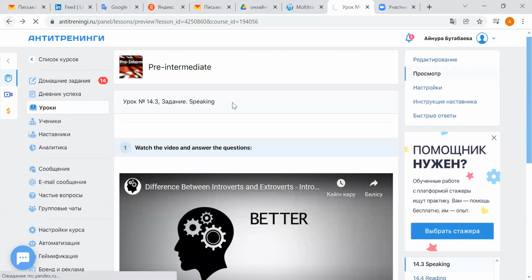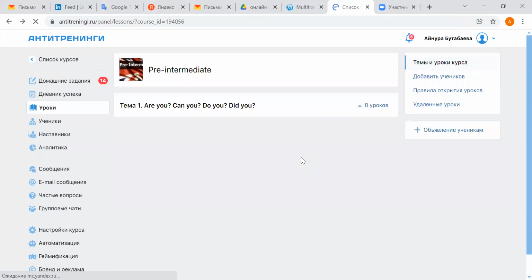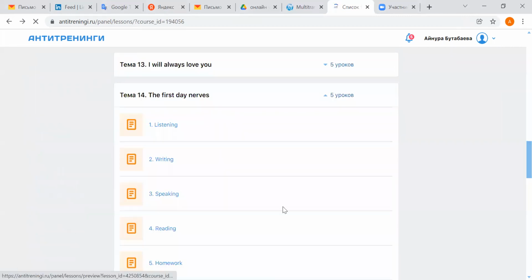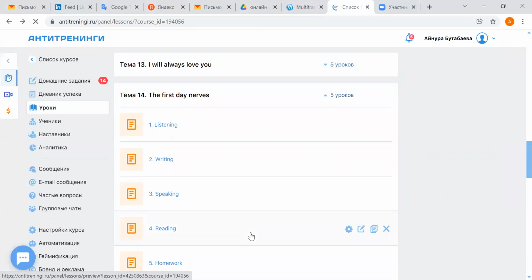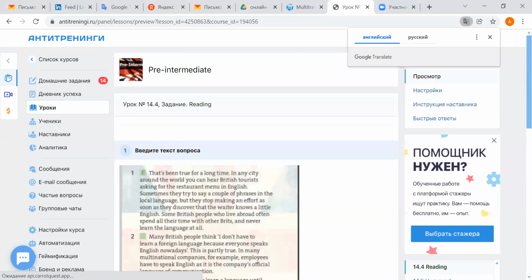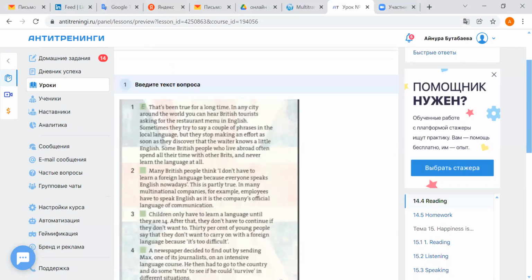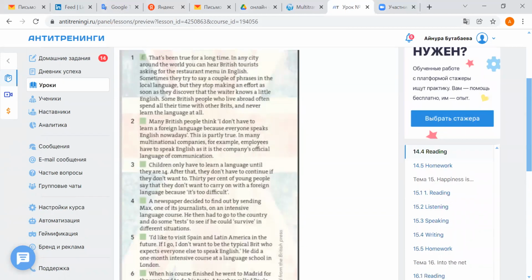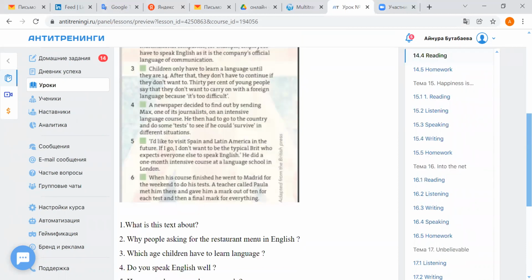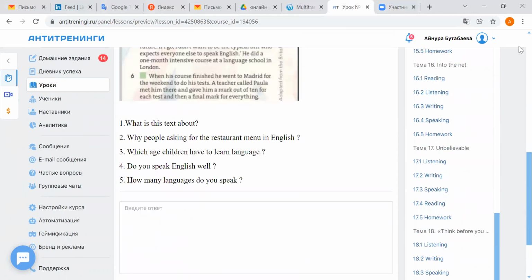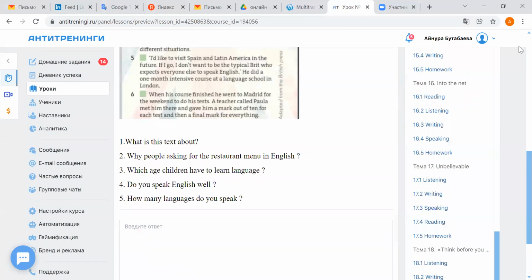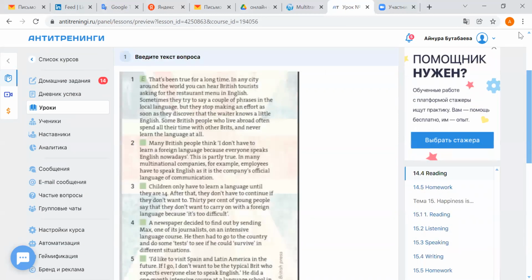Okay, so this is a speaking task about introverts and extroverts. But we can move on with the reading part. Let's see. In this reading part, we have the text. And you have to read this text and answer these questions.